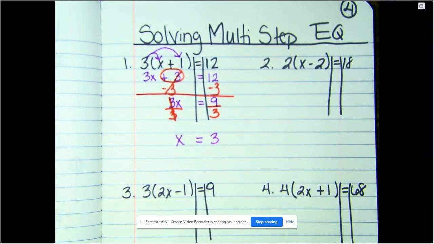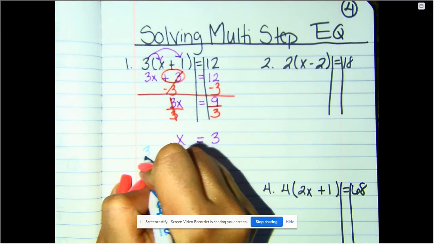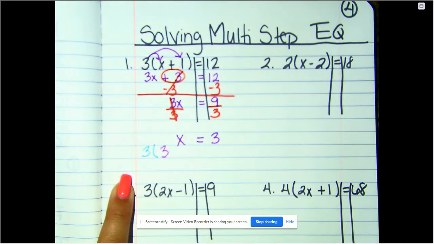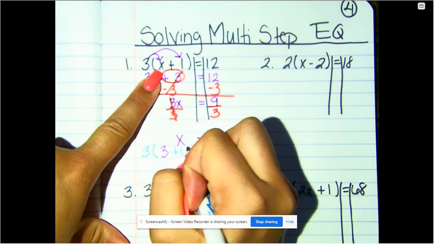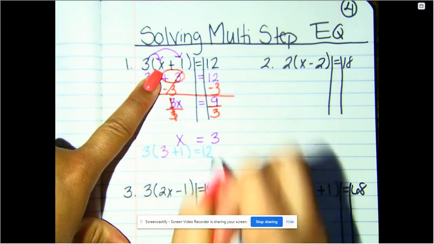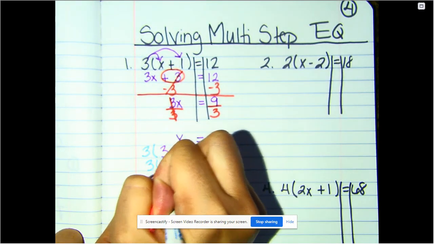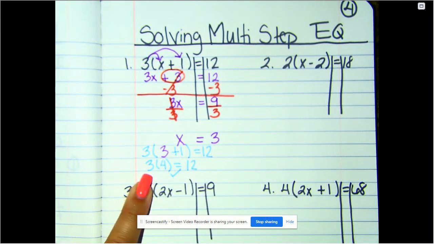Okay. Now, if you're unsure if you're correct, or maybe I just solved it and it doesn't look right to me, we can always go back in and substitute. So we can do 3 times, we're going to substitute our 3 back in, which is what I got for x. I'm replacing it with x. And see if it is equal to 12. 3 plus 1 is 4. And 3 times 4 does equal 12. So I got that answer correct.